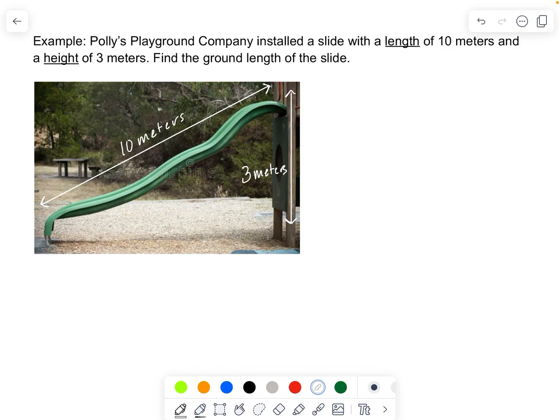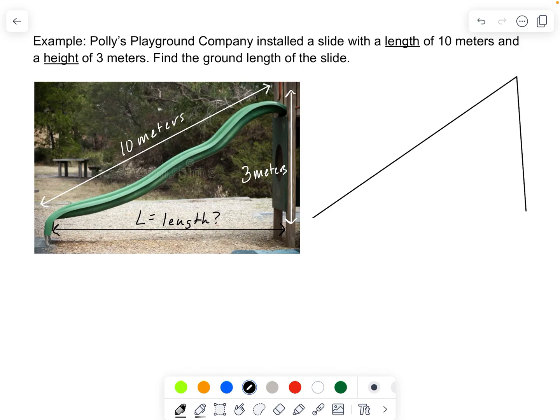And the question is asking, what is the ground length of the slide? So the ground length of the slide would be this horizontal, and that's what we want to find. I'm going to call it capital L for length. So I could redraw this as a right triangle where the hypotenuse is 10, one side is 3, and another leg is unknown.